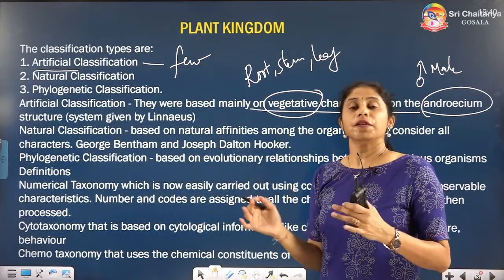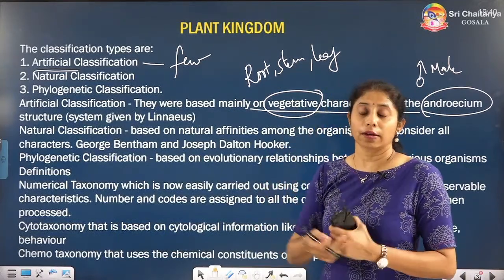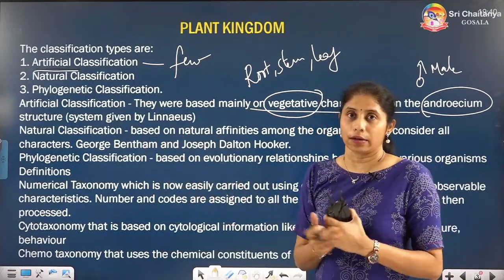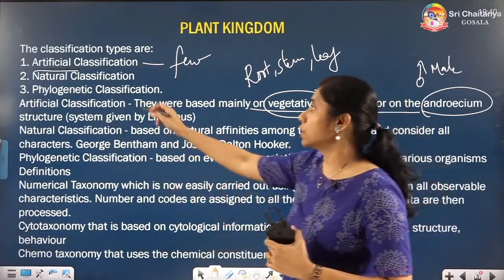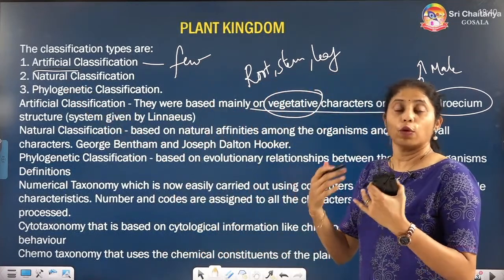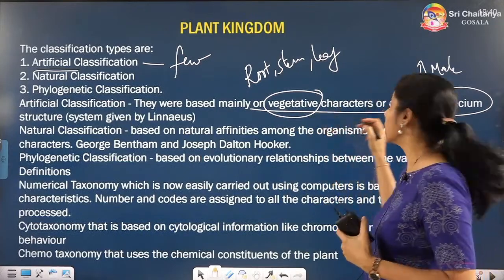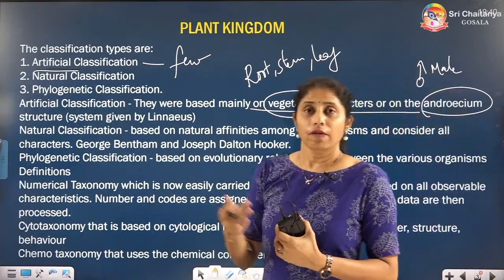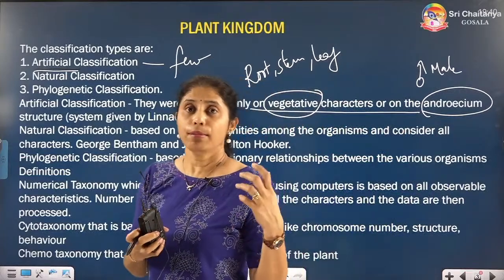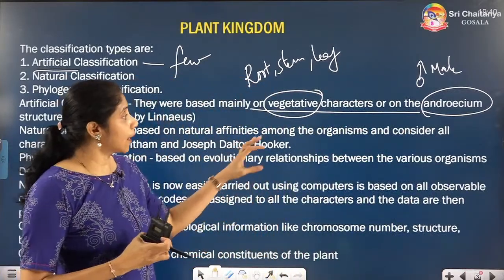So a classification system which is basically based on a few morphological characters, though the plant is showing several characters, that type of classification is called artificial. And among those few observable characters, you can consider vegetative characters or you can consider reproductive characters. Vegetative characters means only root, stem, leaf. Reproductive characters means those which deal with the flower. So that character should be considered.